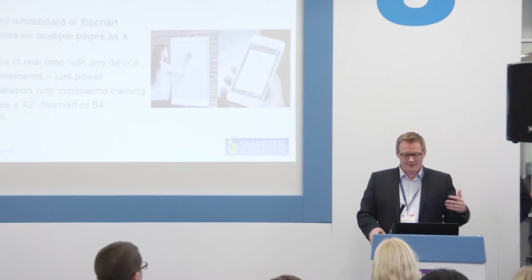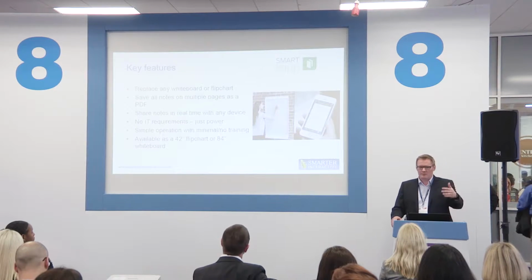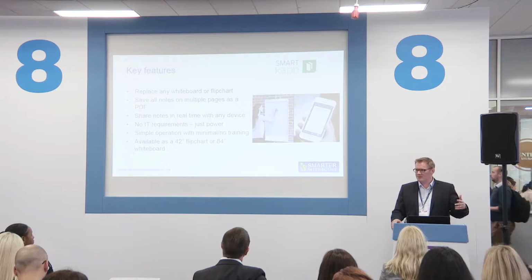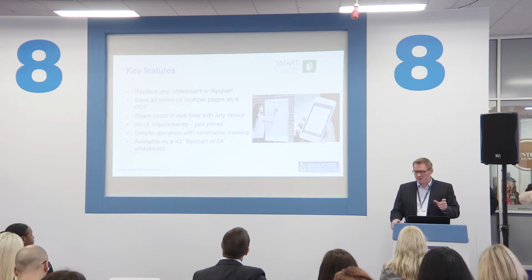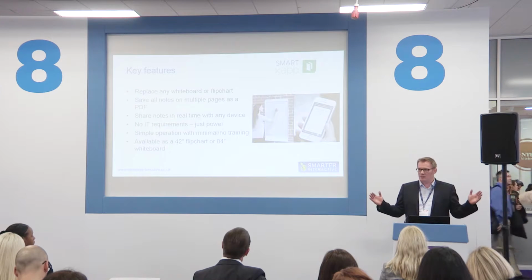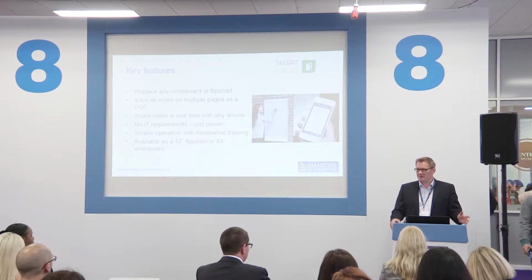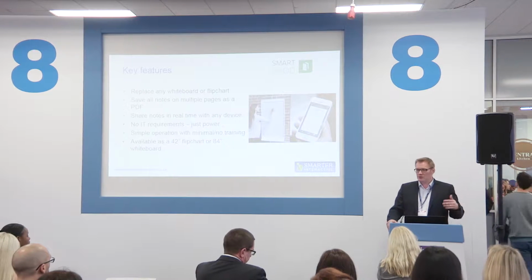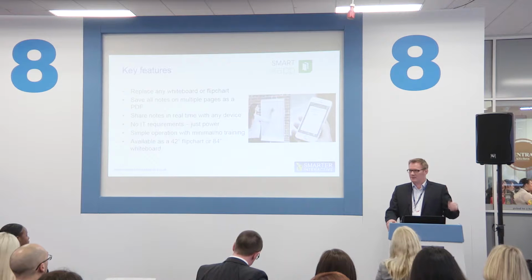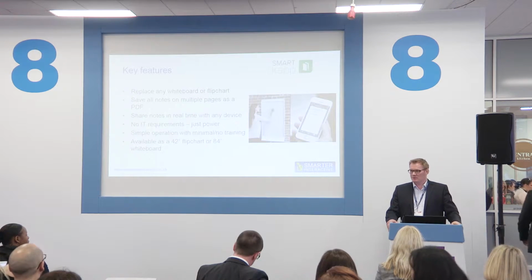The benefits of this product: relatively price competitive, so sub £1,000 product. We're not talking about thousands and thousands of pounds. The 42-inch model is £700. The 84-inch, so nearly 2-metre wide whiteboard, is £900. So very competitively priced products. You use a dry white marker pen with them, so no special pens, and all it needs is a power supply. So you can just plug it into the wall and away you go, using your smartphone with a free app.